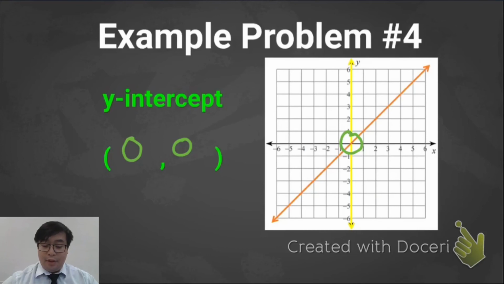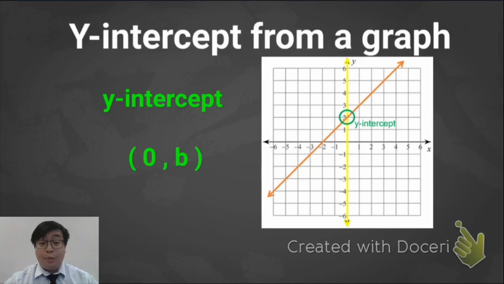Notice that every time I write the y-intercept, my x value is always going to stay at 0 because I know the y-axis is located right in the center. So when I write the y-intercept, it's always going to look in the form (0, some number). And in this case, we're going to call that b. Okay? So when you're looking for the y-intercept, always look for the point where the line crosses the y-axis.